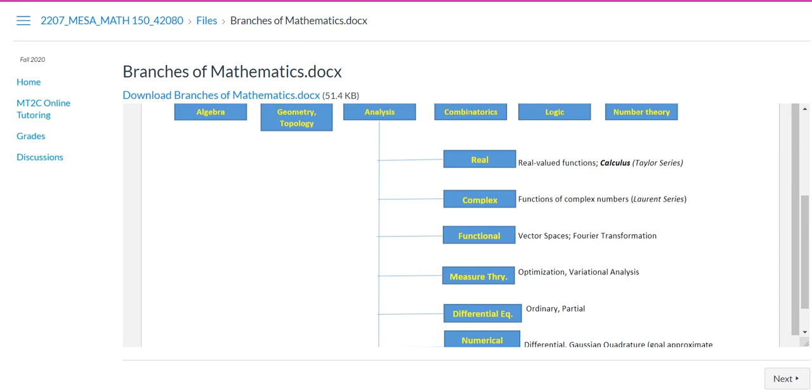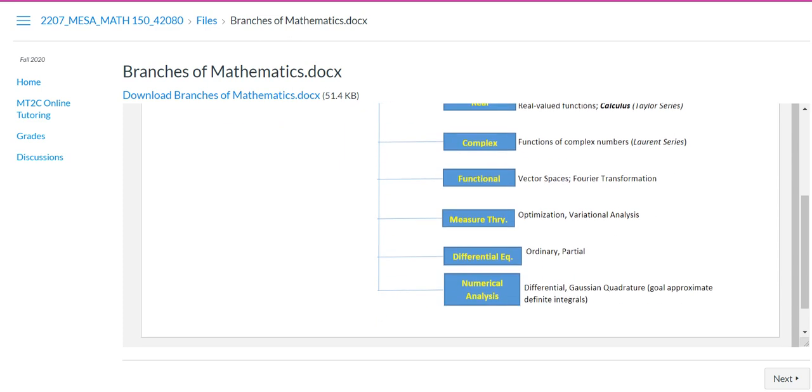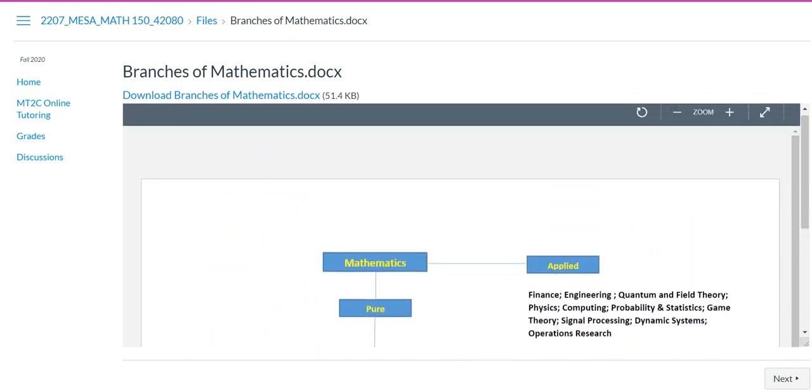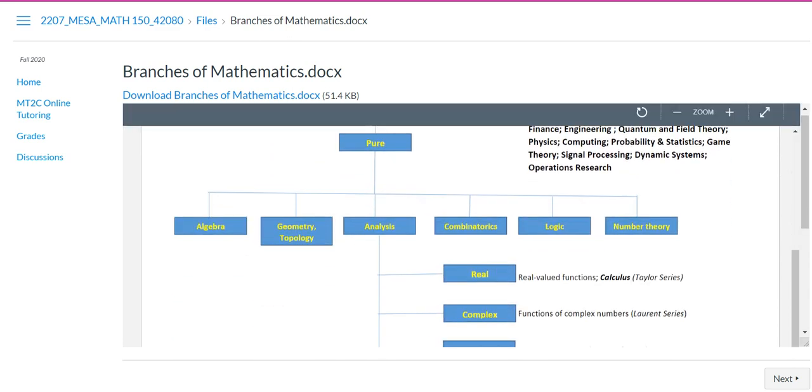So we have real analysis, complex analysis, functional analysis, measure theory, differential equations, and numerical analysis. And here are some examples of the topics that will be studied under these subfields of analysis. So I'm just trying to point out to you where you are in your mathematical lives. So we have reached calculus. Calculus is within the field of real analysis, which is within the pure branch of mathematics. Okay, and that's what it is.